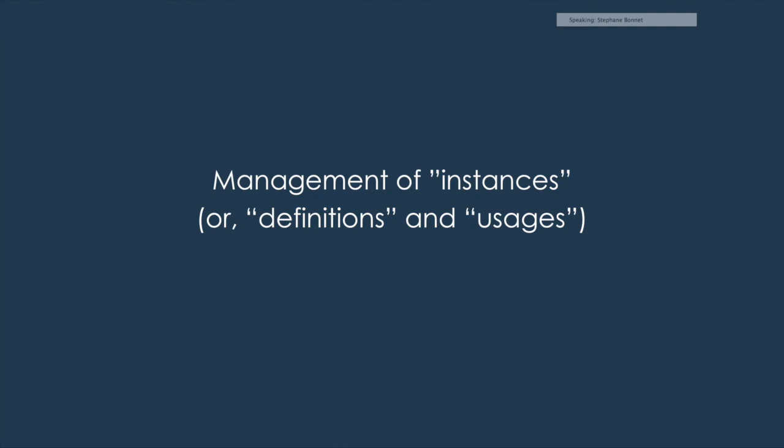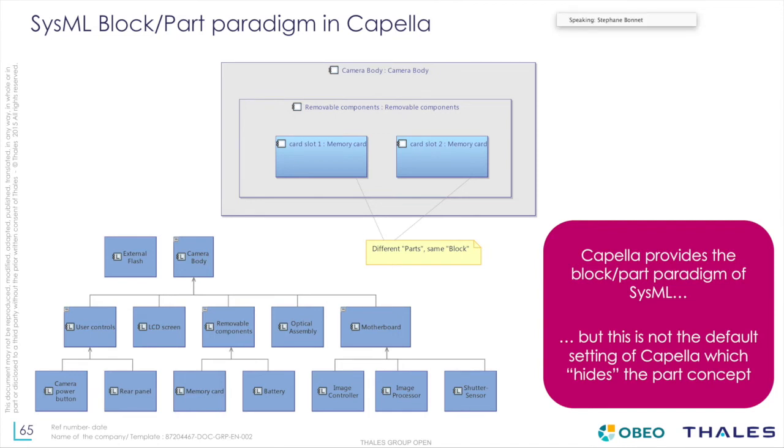Last of the three differences, the management of instances, or we could say definitions and usages. This is probably the trickiest one. In SysML, there's a block-part paradigm. So basically, a block has parts that are typed by other blocks. If I take the example of the camera, it has removable components, and the removable component block has two parts, so two slots that are both referencing the same block, which is memory card. And if I check in the component tree down there, I only have one memory card, which is here. So in Capella, we have this possibility to use the block-part paradigm.